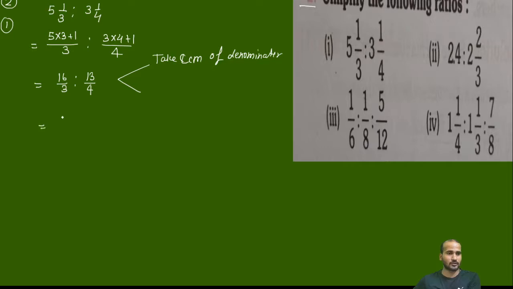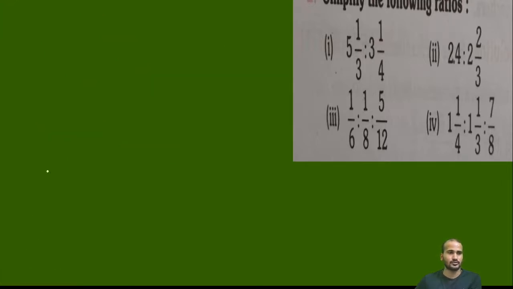So in this way, what you have to do? Just write 16 by 3, change this ratio into multiplication, and change this number to 4 by 13. Okay, simply you have to do. Now what you have, 16 4s are 64 and 13 3s are 39. So your ratio will be 64 is to 39 and this will be your answer. I hope you get it definitely. Okay, now next one. Question number 2.